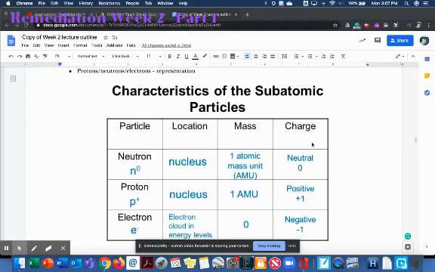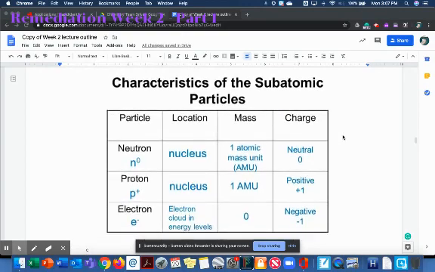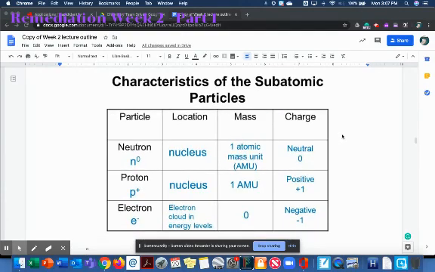Hello and welcome to week two's remediation topic, which is on nuclear chemistry and atomic structure. So remember, we've already talked about these things, so this is very much review. So you can always look back at your own notes.